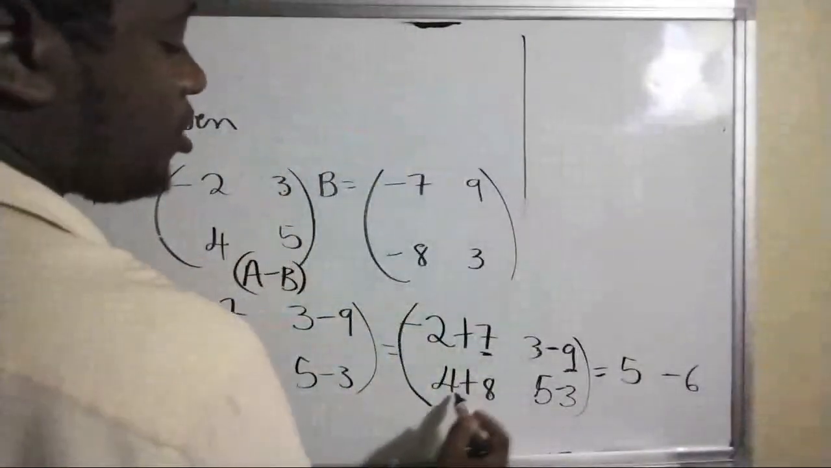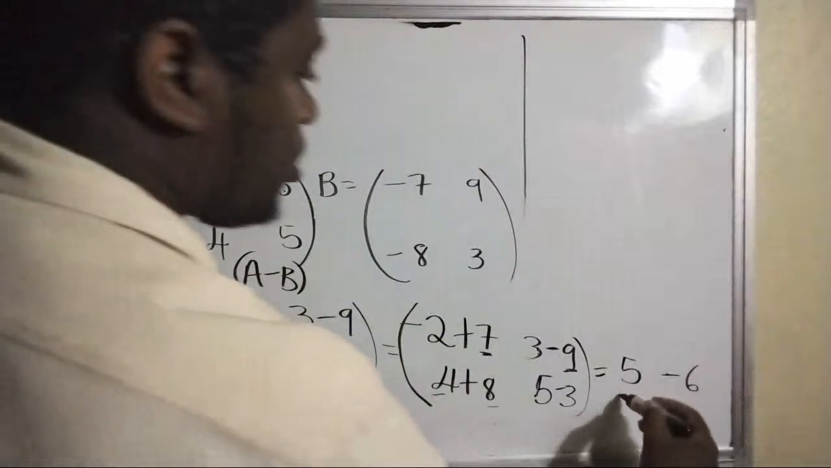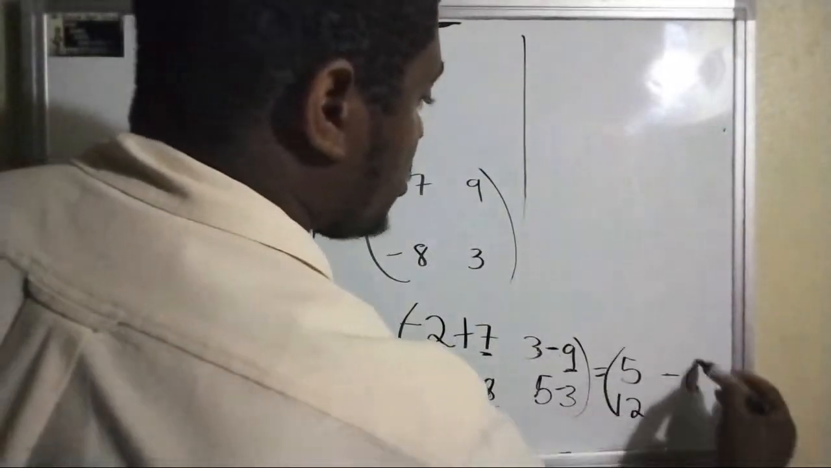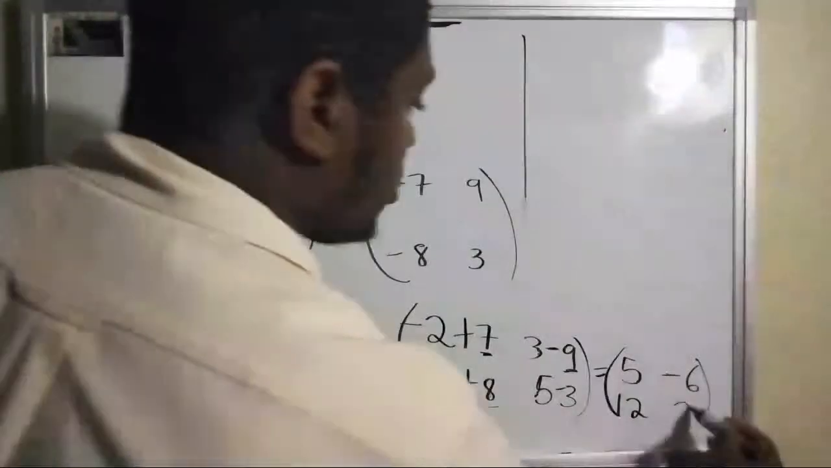4 plus 8. See it? Both of them are positive, so we can add. You can only add when the signs are the same. 5 minus 3. That is 2.